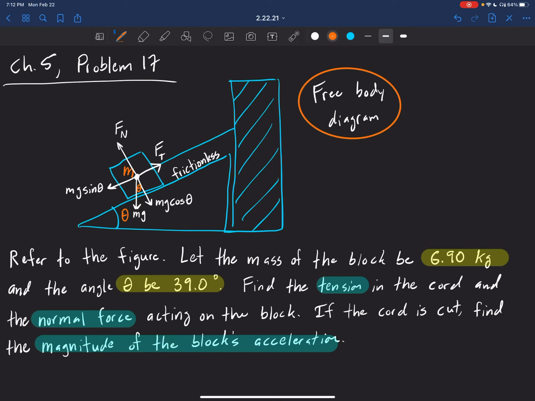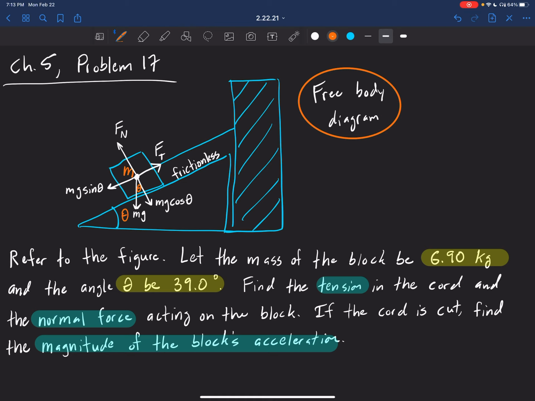Okay, so this is chapter 5, problem 17. You'll notice right away that I've redrawn the figure that we're given. I've combined all of the information that the problem gives us into one spot instead of having it as three separate drawings. And I think that helps to give a better sense of what's going on with all the information overlaid on top of itself.